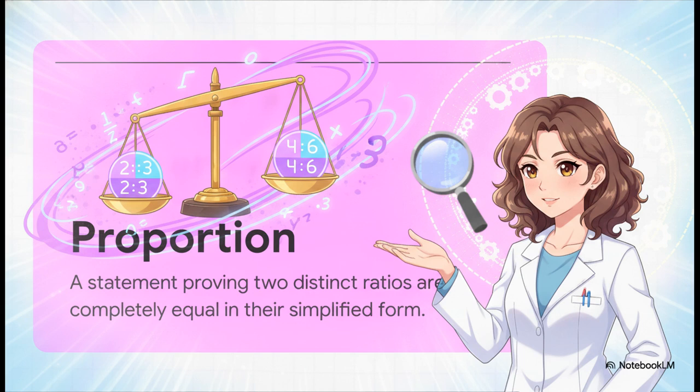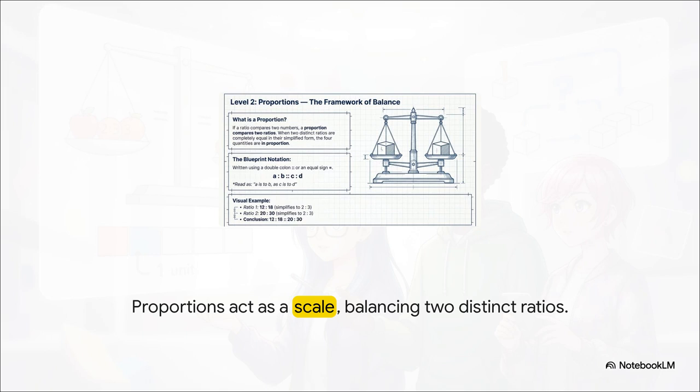Instead of just comparing quantities, we are now comparing the ratios themselves to see if they represent a state of perfect balance between two totally different scenarios. You can think of a proportion almost exactly like a perfectly balanced physical scale.